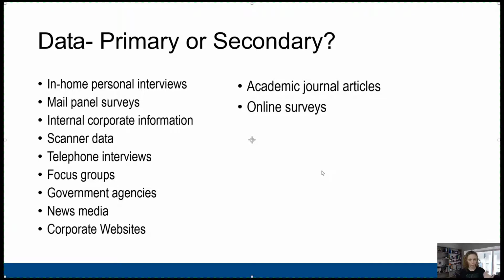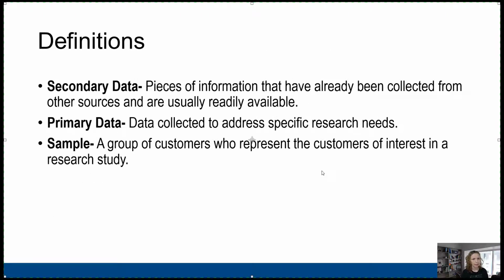We're gathering it now, but we really just gather it, and we use it when it becomes helpful. Scanner data is secondary. Telephone interviews, if we're doing them right now, are primary. If we did them in the past and now we're going back to the data, seeing if it can help us out, then it's secondary. So I think the book goes through these, but you kind of get what I'm saying.